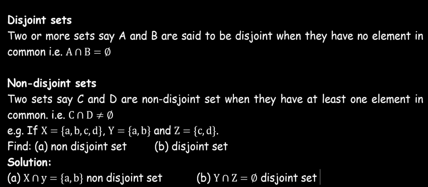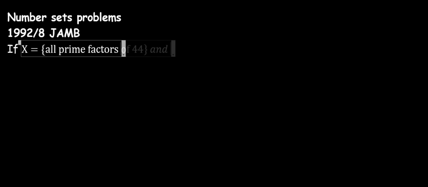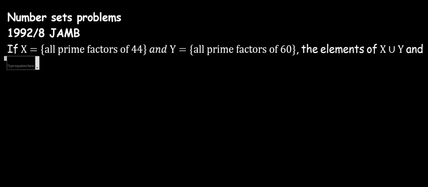Next, we take some problems that treat the basic theorems that we have learned, number set problems. First example: if X is equal to all prime factors of 44 and Y is equal to all prime factors of 60, the elements of X union Y and X intersection Y respectively are, the options are given.